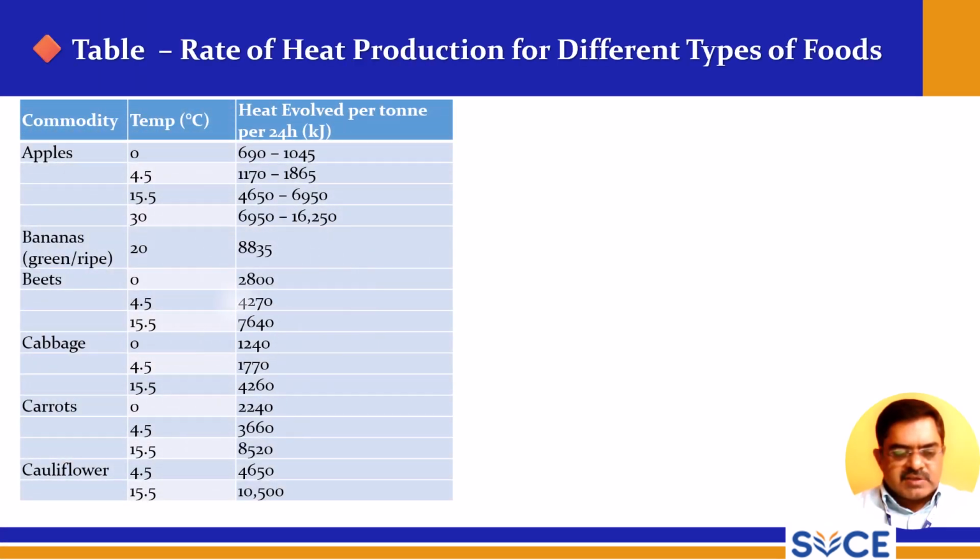So this is another table, rate of heat production for different types of foods, with temperature in degrees Celsius and heat evolved per ton per 24 hours in terms of kilojoules. So apples and bananas, we have green and ripe, and beets, cabbage, carrots, cauliflower. For different temperatures, the heat evolved per ton is given here in terms of kilojoules.